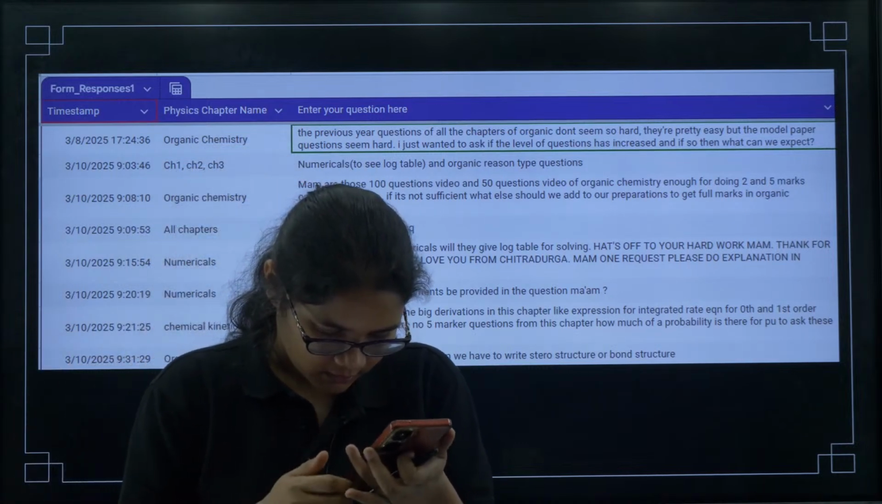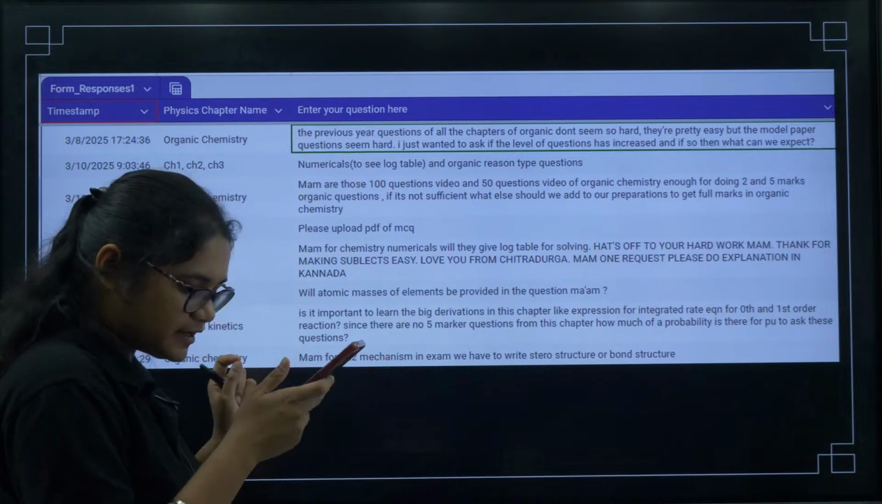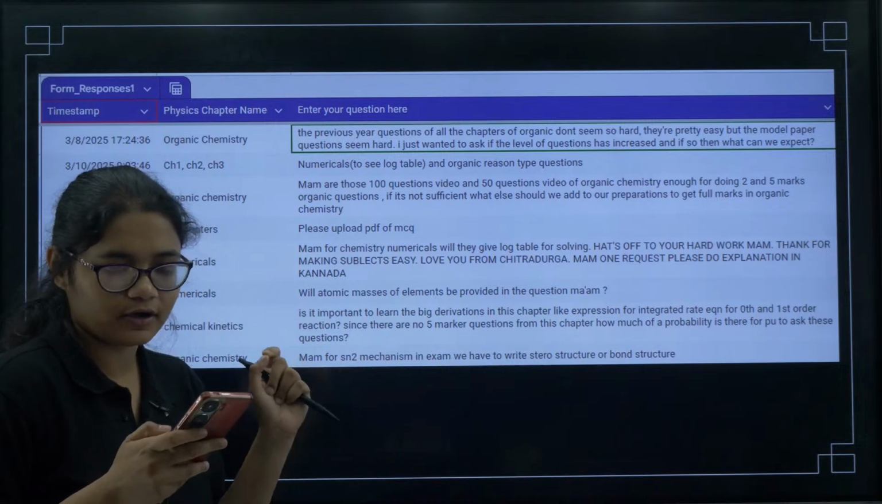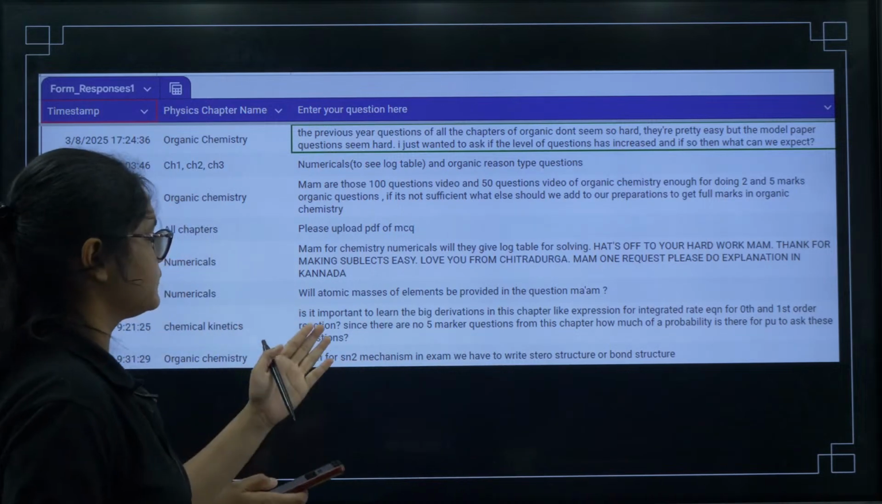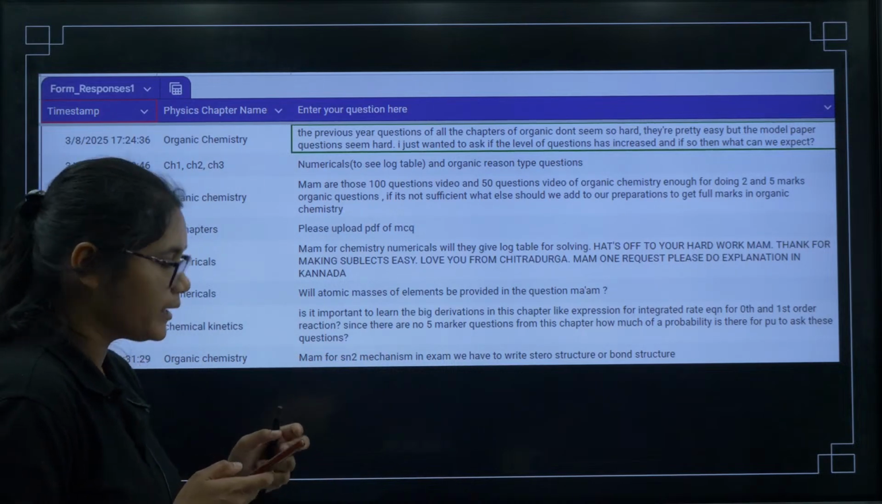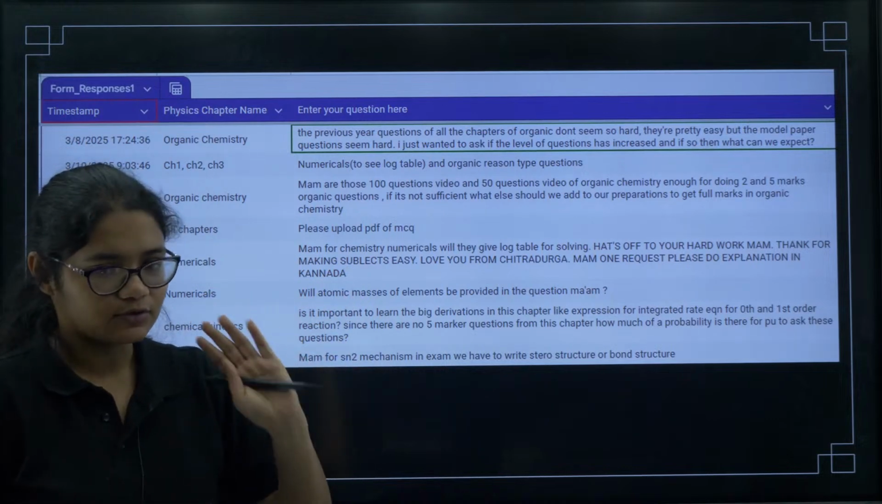I have given you the list of most important questions. Next, Harshit, balancing is not required here. No balancing is required for your organic chemistry questions. Next, coming to the request to upload the PDF of MCQ: that is already uploaded.